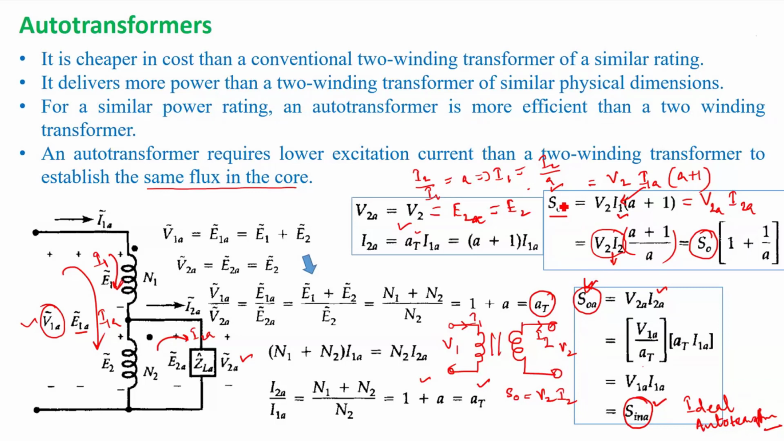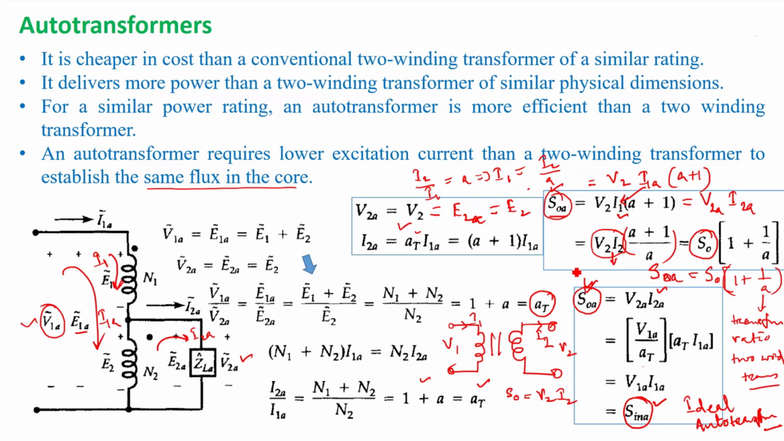So therefore, the apparent power of the auto transformer will be equal to the apparent power of the two winding transformer multiplied with 1 plus 1 by A, right? So A plus 1 by A is nothing but 1 plus 1 by A. So this is the relationship. That means the apparent power of the auto transformer is equal to the apparent power of the two winding transformer into 1 plus 1 by A. Here A is the transformation ratio of the two winding transformer.